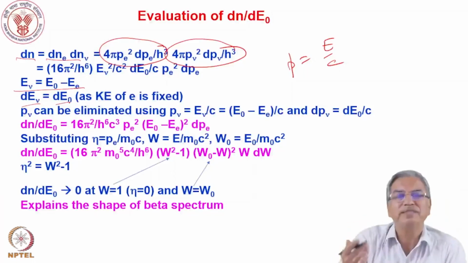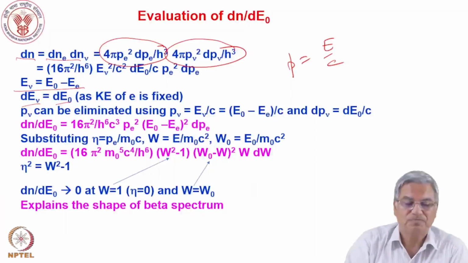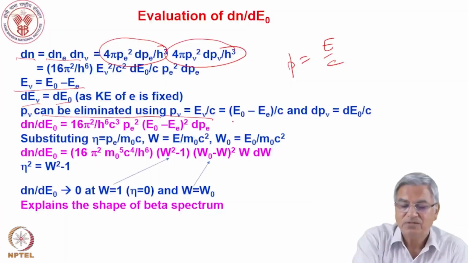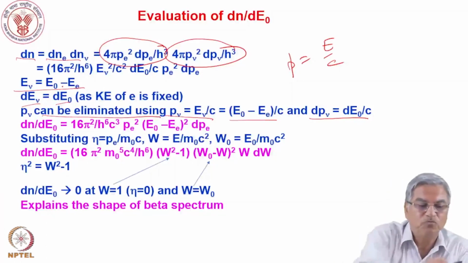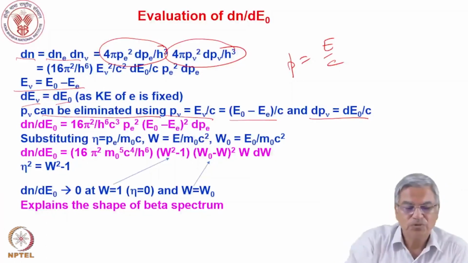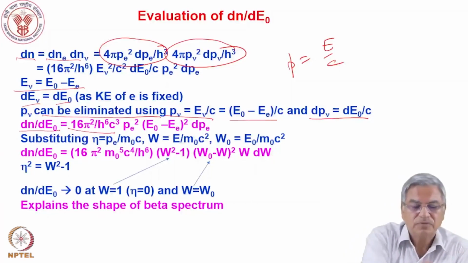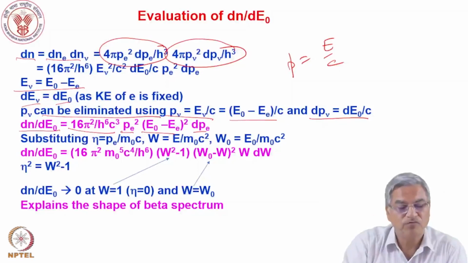So you try to eliminate the term corresponding to the momentum and energy of the neutrino, because what we are observing is the electron. So P nu can be eliminated using P nu equal to E nu by c, and that is equal to E0 minus EE by c, and accordingly dP nu will be dE0 by c. So the final expression for dN by dE0 will be the momentum space term, PE square, E0 minus EE square into dP. So we now have the terms in energy and momentum of the electron.